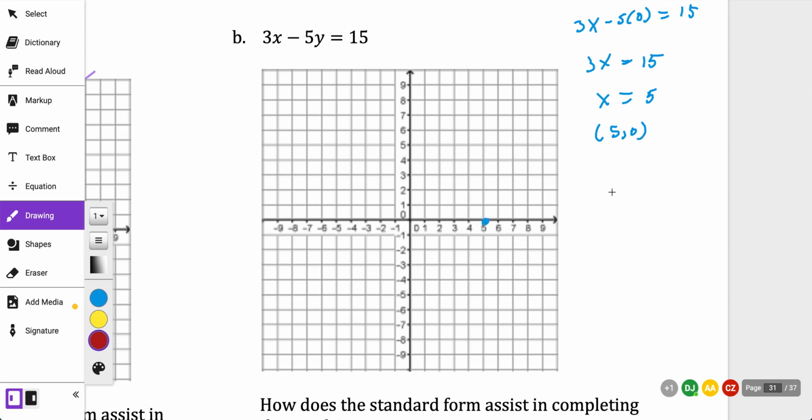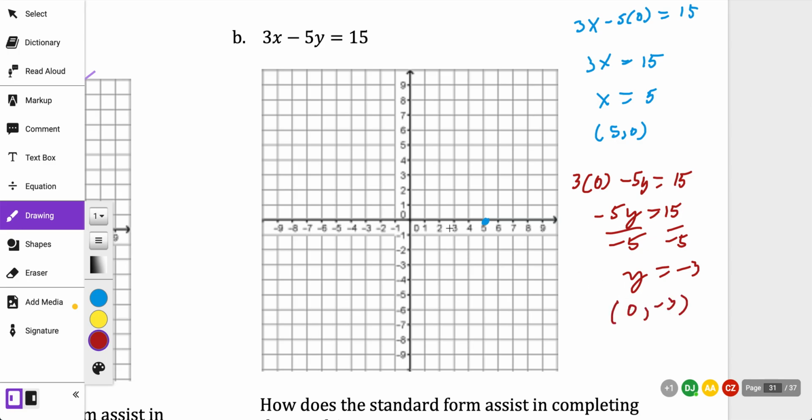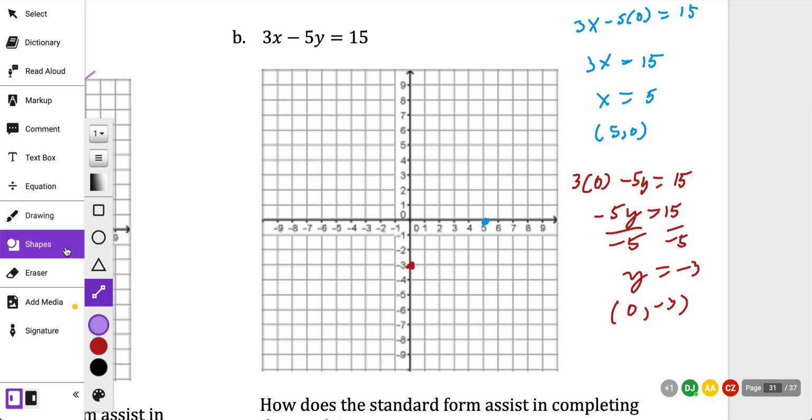The second one, we're going to plug in 0 for x and solve for y. So 3 times 0 minus 5y is equal to 15. Negative 5y is equal to 15. When I divide by negative 5, we'll have y equals negative 3. So when I plugged in 0 for x, I got y as negative 3. So here's my other ordered pair, solving with standard form. And then we can connect these. And there's my second equation.